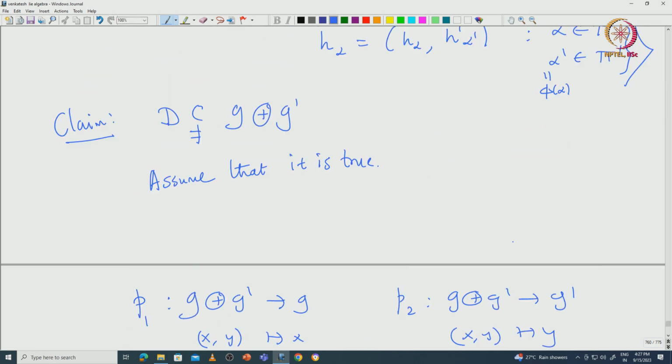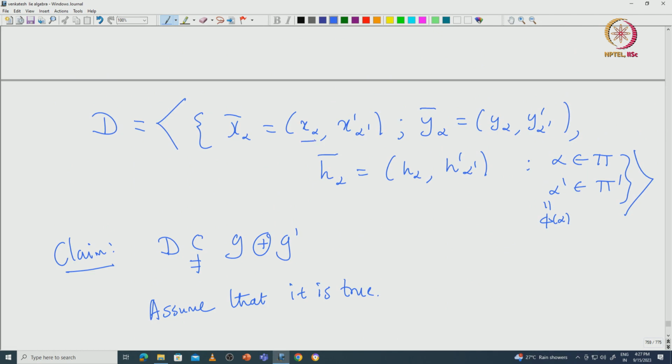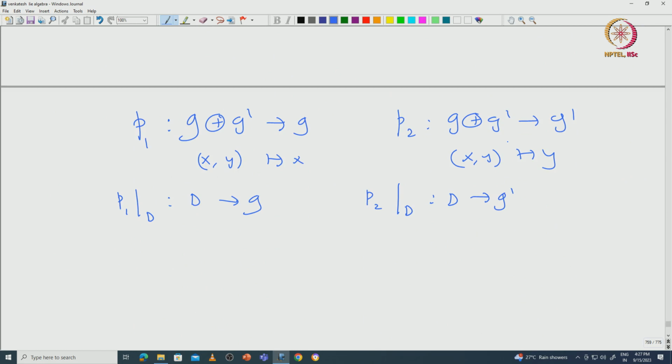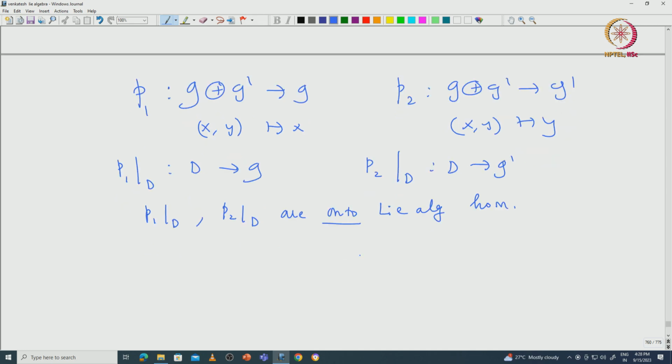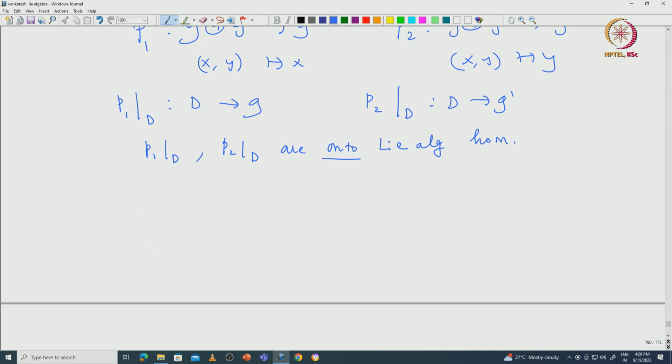Now, note that by definition of D, the projection on the first coordinate will contain all the x alphas, y alphas and h alphas. So, that means these projections are non-zero maps and they are onto maps. So, P1 restricted to D and P2 restricted to D are onto Lie algebra homomorphisms, as projections are natural Lie algebra homomorphisms. The restriction to a subalgebra is also a natural Lie algebra homomorphism, and by definition of capital D the restrictions are onto. So, what are we going to prove? We are going to prove they are actually isomorphisms.